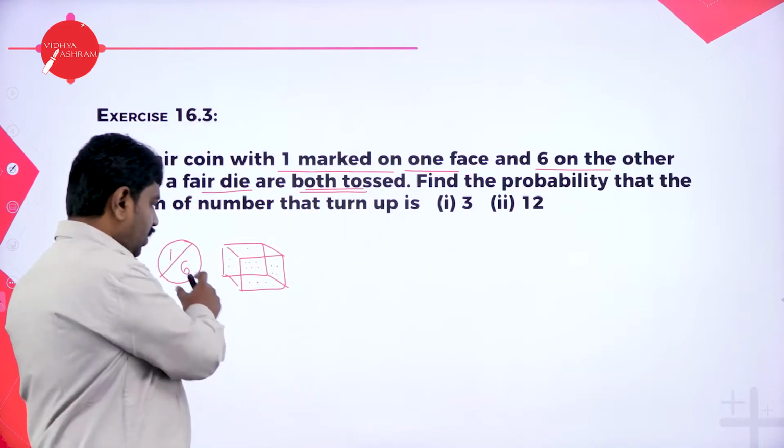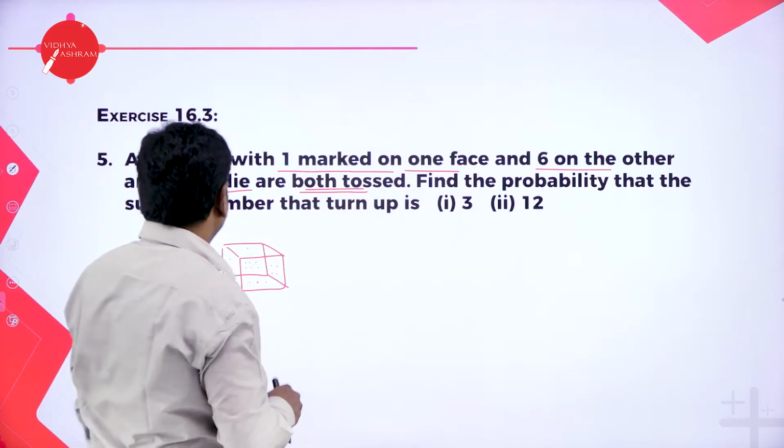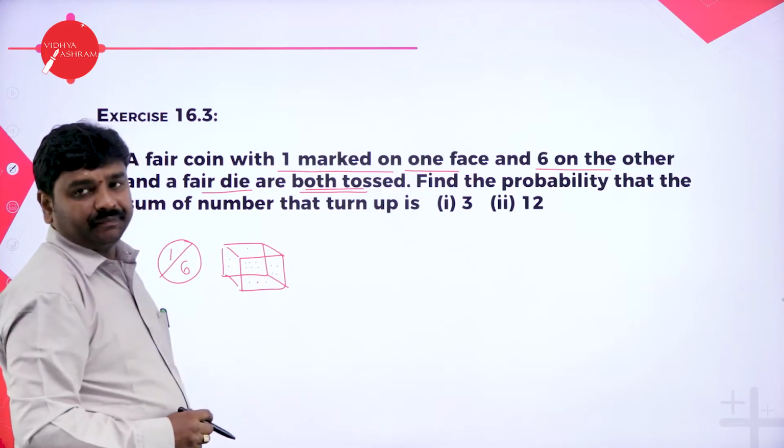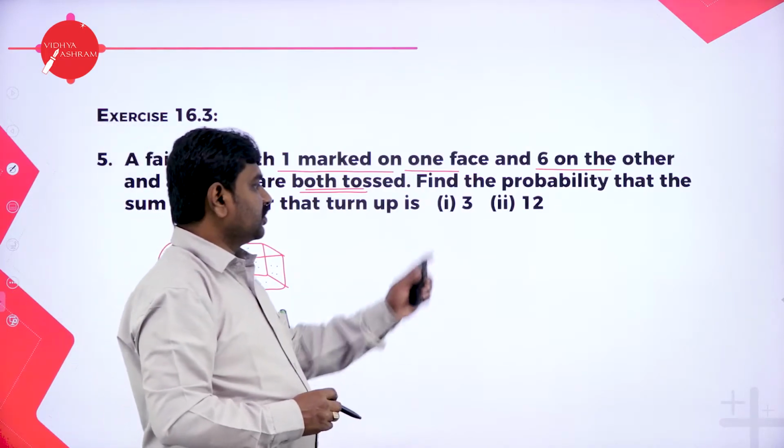So now you will toss the coin and also roll the die. Then find the probability that the sum of the numbers turns up 3. And second, the sum of the numbers turns up 12.